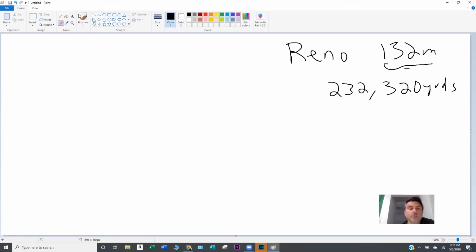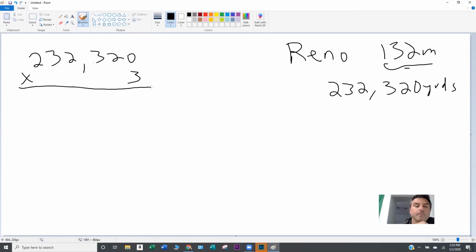232,320 times. So in order to do that, click back on my brush, I need to take 232,320, and I'm going to multiply that by 3. Convert these yards to feet. 3 times 0 is 0. 3 times 2 is 6. 3 times 3 is 9. 3 times 2 is 6. 3 times 3 is 9. 3 times 2 is 6.